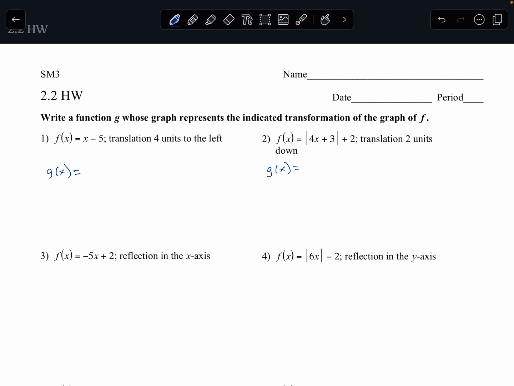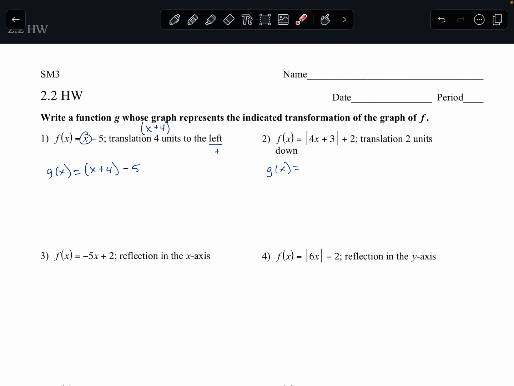So the rule for that, if we're going to translate something to the left, that's horizontal. So that means inside parentheses, we're going to write the x value, and if it's to the left, that means we're going to add. So x plus 4. So right here where there's an x, we're going to write parentheses x plus 4. Don't forget that we also have the minus 5. And then we're going to simplify.